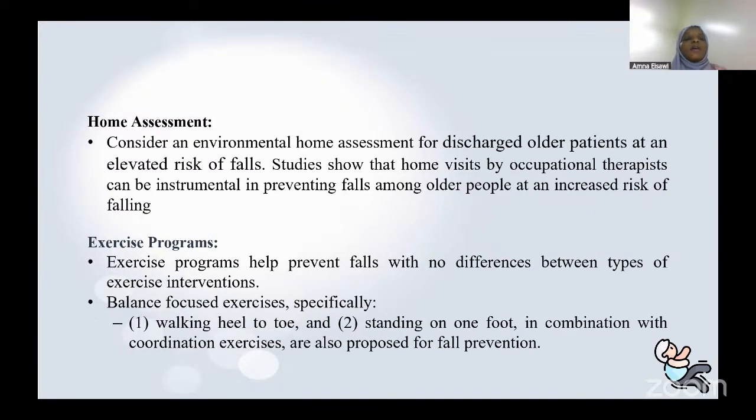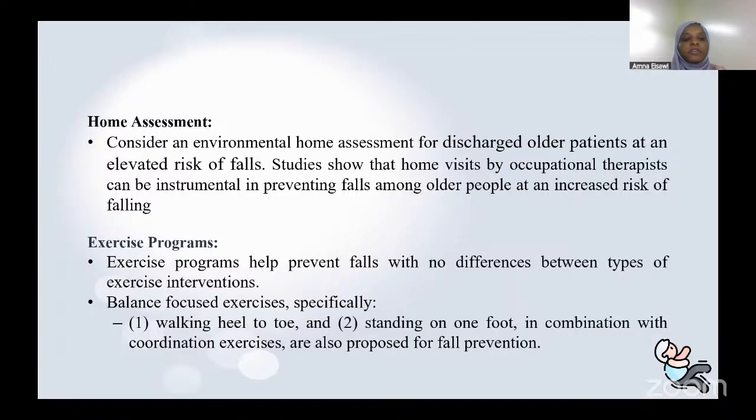Okay. Now looking a bit more closely at the home assessment, the home assessment should be considered for discharged patients from the hospital that have an elevated risk of fall. So even if the patient didn't come to the hospital with an event of falling, and if you're just discharging an elderly patient who has the elevated risk of falling back home, it would be helpful to consider an environmental home assessment for them. Studies show that home visits by occupational therapists can be instrumental in preventing falls in older adults.